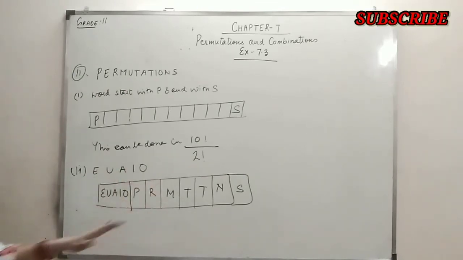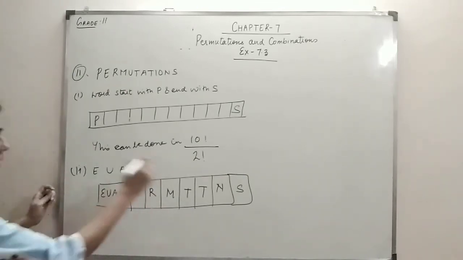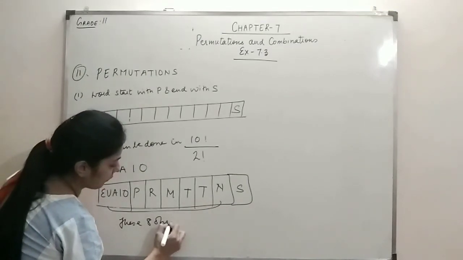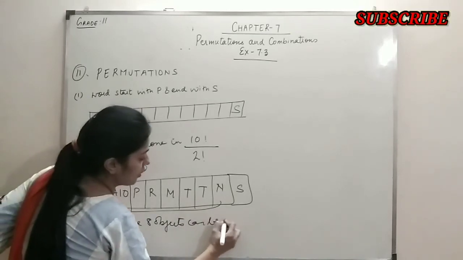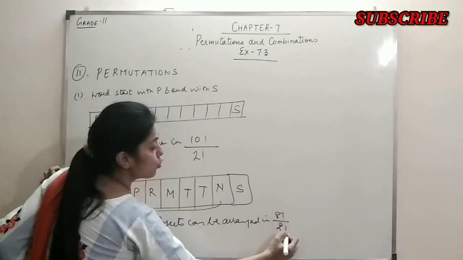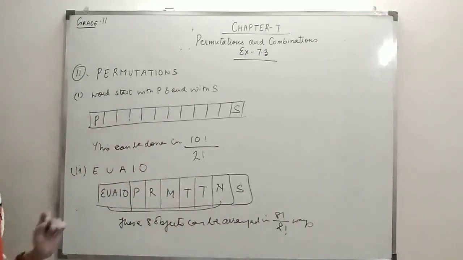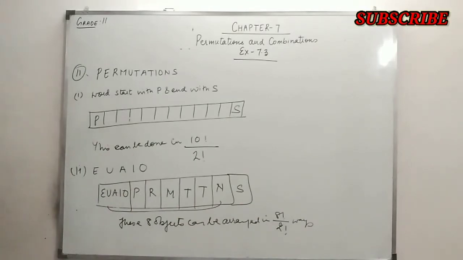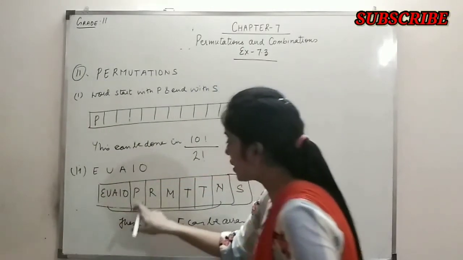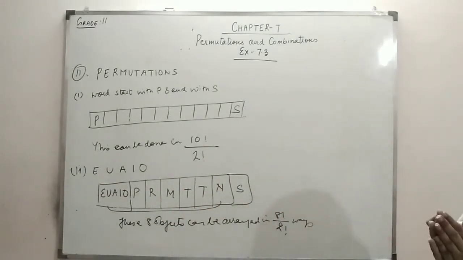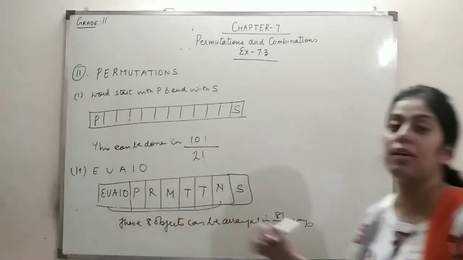So these 8 objects can be arranged in 8 factorial upon 2 factorial ways. Because T is repeating 2 times, we have divided by 2 factorial. And these 5 vowels can be arranged in 5 ways. This is a single object, but this itself can be arranged in 5 ways.